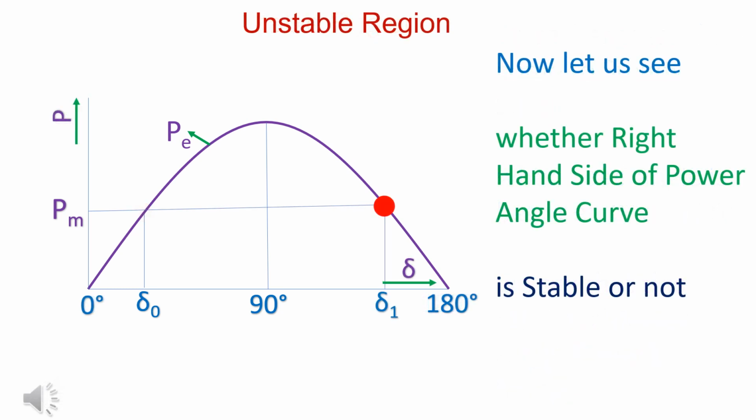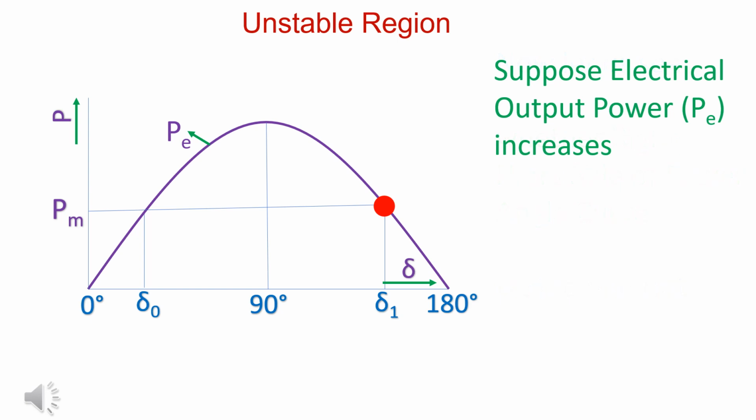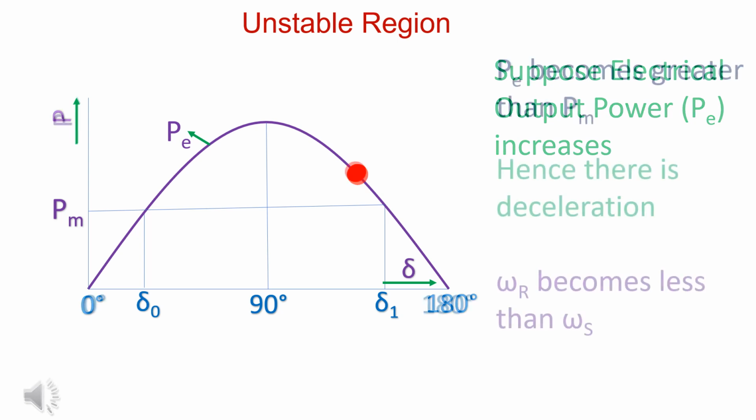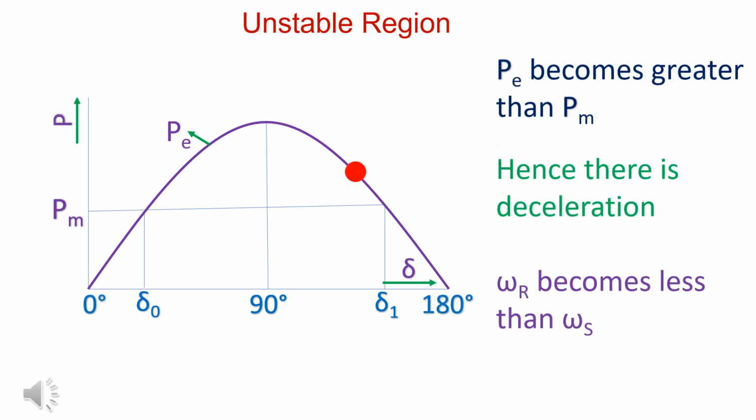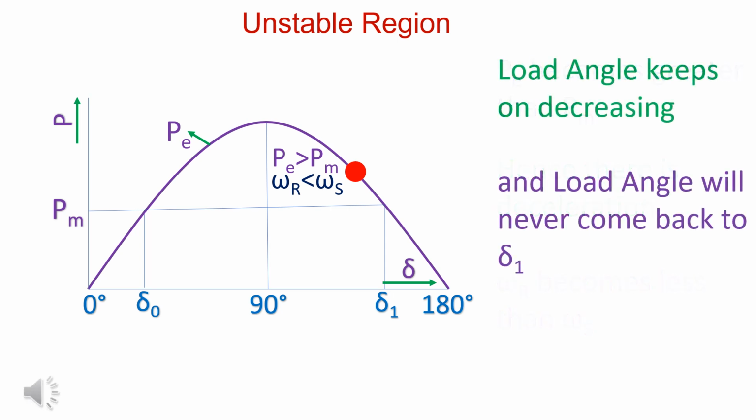Now let us examine the right side of the power angle curve for stability. Suppose electrical power output PE increases suddenly. PE becomes greater than PM. There is deceleration and omega R becomes less than omega S. Load angle delta keeps on decreasing and will never return back to delta 1.